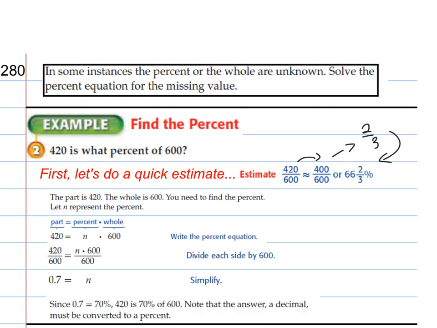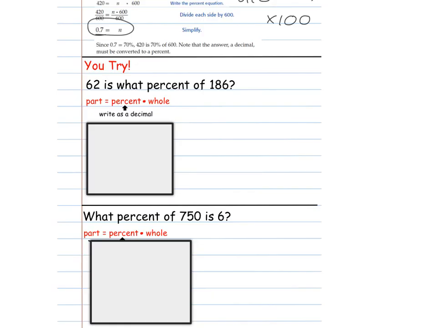Since 0.7 equals 70%, 420 is 70% of 600. Note that the answer we got, n equals 0.7, is a decimal. We must convert that to a percent. To get from decimals to percents, we multiply by 100. I want you to try these next two on your own, so pause the video here and check back to see how I do it.